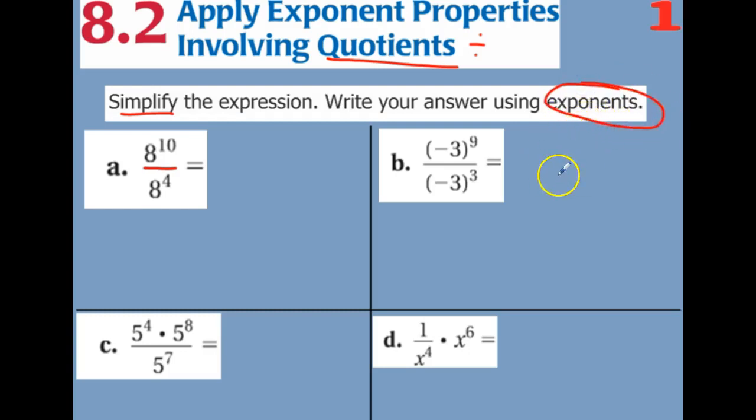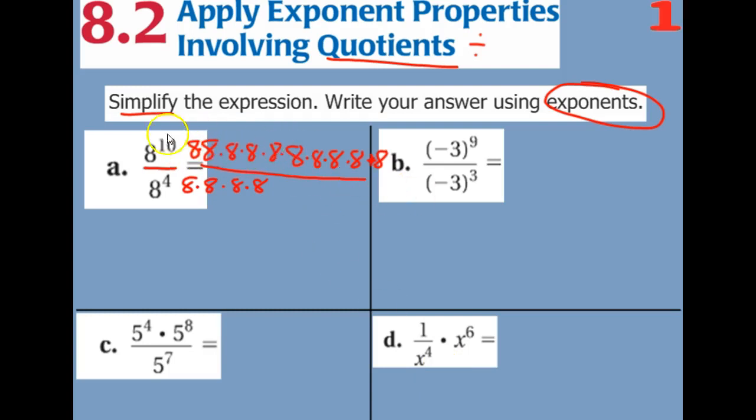Okay, so we don't want just a big old number. We want the exponent there still, just simplify. So if we simplify what's in the numerator and what's in the denominator, in the numerator we have 8 ten times, or 8 times 8 times 8, ten times. We have to get one more in here. And on the bottom we only have 8 four times. So how do you simplify this?